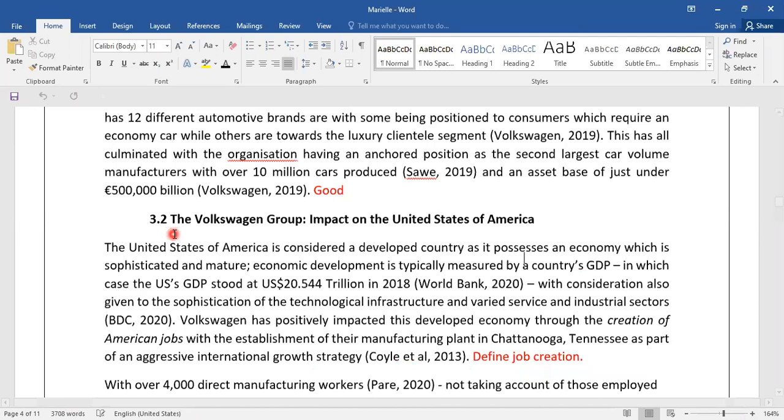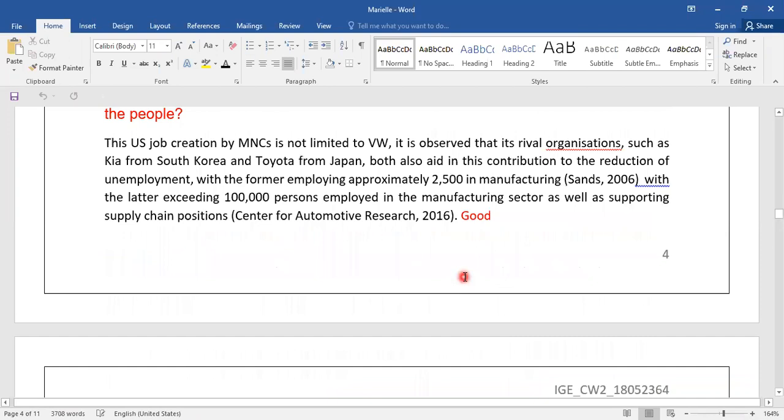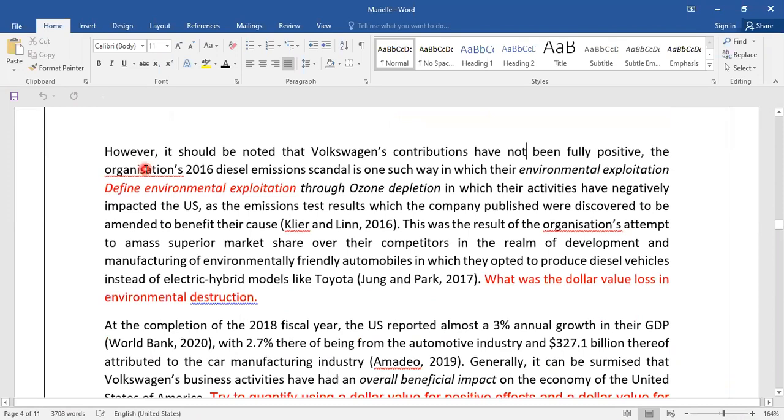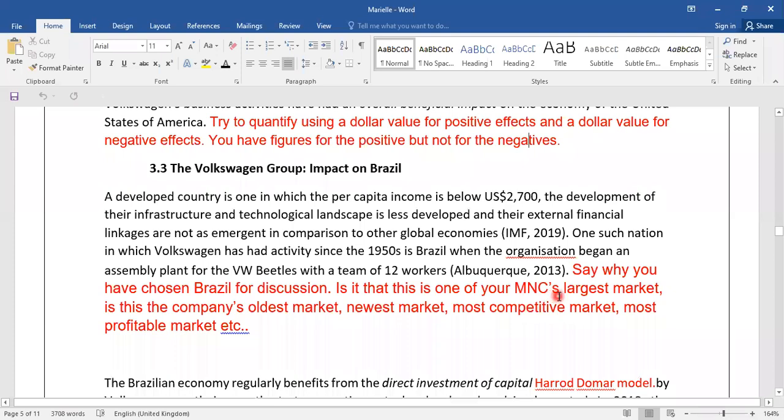Mariel indicated earlier that Volkswagen operates in 31 countries, but she didn't precisely say why she chose the US relative to any of the other 31 countries. Students, what she was supposed to say is something to this effect: was the US Volkswagen's largest market? Was it the company's oldest market? Was it the newest market? Was it the company's most competitive market? Was it the most profitable market? Was it the company's market with the greatest potential?